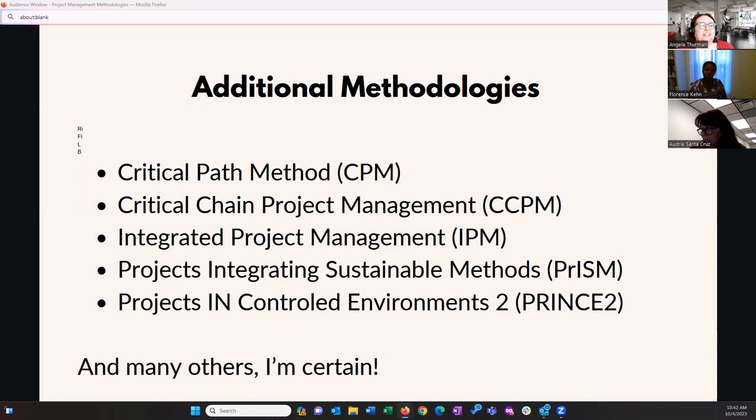And then there are projects integrating sustainable methods. This is especially used in industries where sustainability is a goal. And then projects in controlled environments too. So this is used a lot in the UK. And I'm sure that there are many, many others. I'm just not aware of all of them.